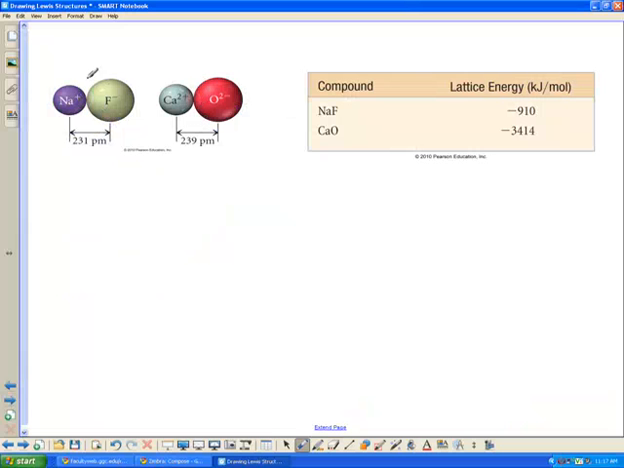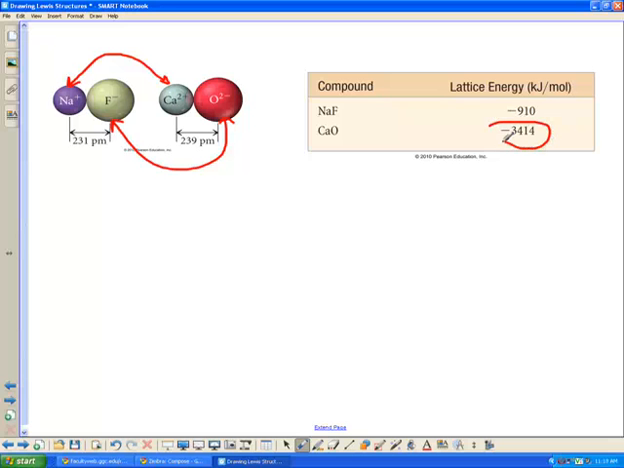The size of sodium and calcium is not hugely different. The size of fluoride and oxide is also not hugely different, and you can tell that by looking at the distance between their nuclei. It's about the same. Because that distance is about the same, that means the radius of each ion is about the same too. Which would lead you to believe that these lattice energies should be about the same. But oh boy, you can see, wow, there is a big difference here. These are not the same at all.